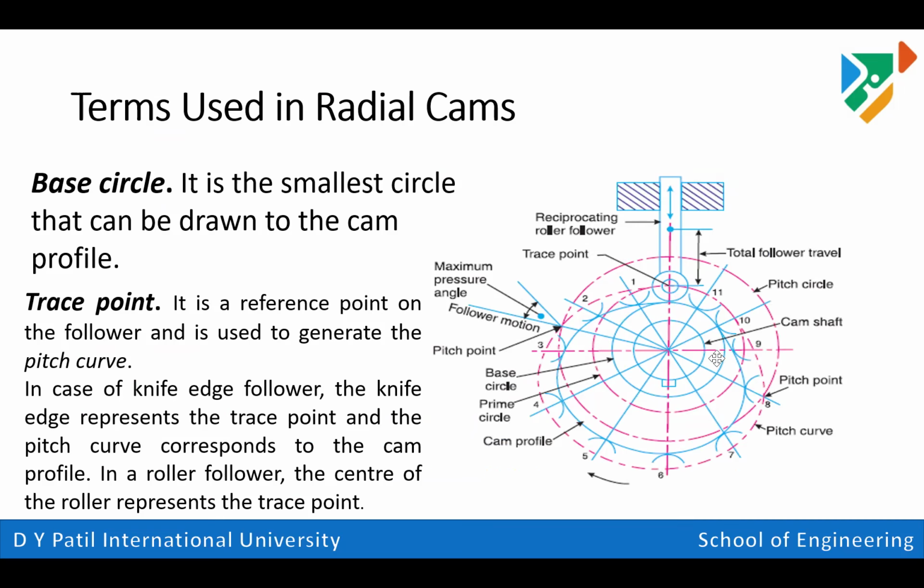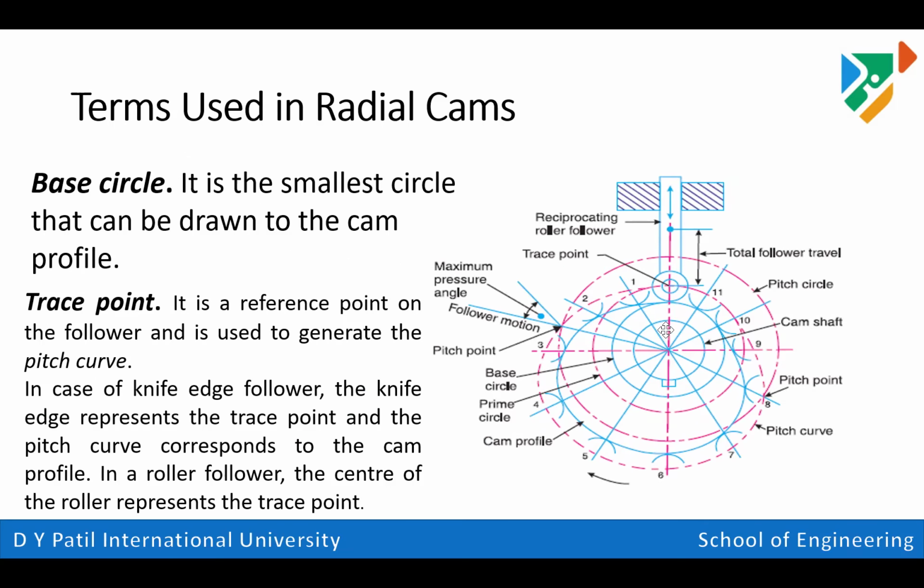Then we have trace point. Trace point is nothing but a reference point of the follower that is used to generate the pitch curve. In case of knife edge follower, the trace point and the pitch curve are both the same. In case of roller follower, the center of the roller will represent the trace point. So this is the center of the roller follower, which is representing the trace point.